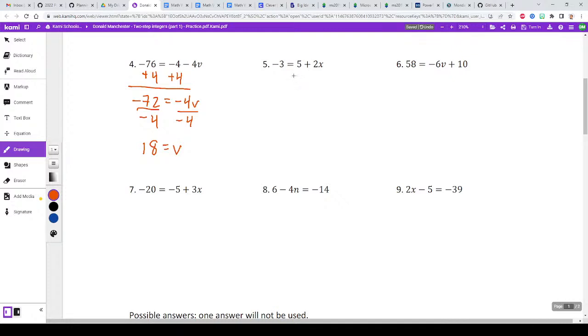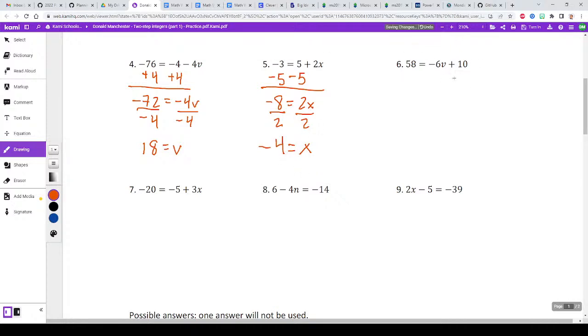Our constant's 5. The opposite of positive 5 is negative 5, so we're subtracting 5 from both sides. That gives us negative 3 plus negative 5 is negative 8. We divide both sides by 2. A negative divided by a positive is a negative, and 8 divided by 2 is 4.